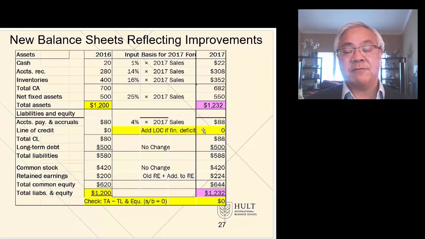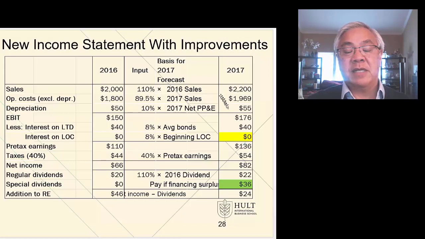Since we now have excess cash flow, our dividend went up. So we went from $200 to $224 because our profit minus the payout was higher. If we look at the income statement, and this is where we'll see where the dividend is dealt with explicitly, sales went up by 10%, got that. This is the change, 89.5% of sales. The PP&E formula was the same. The 8% on the bonds was the same. We now have no issue with line of credit, so that's zero legitimately.